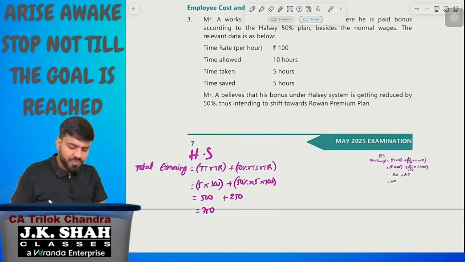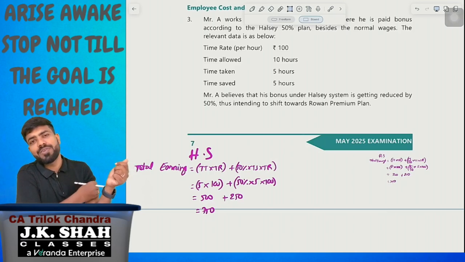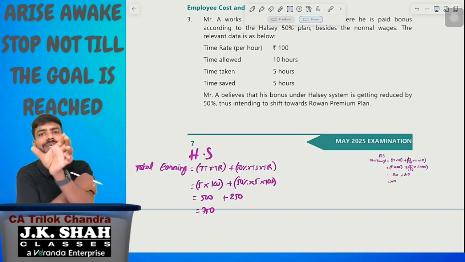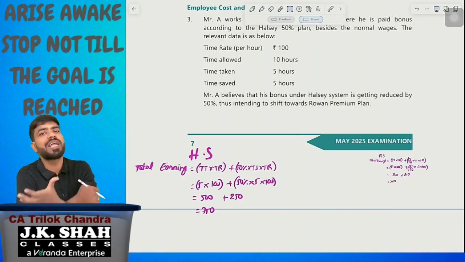According to the Halsey scheme, what is the formula? Time taken into time rate plus 50% of time saved into time rate. That is basic wages plus bonus. These two are incentive schemes where we need to calculate the bonus. Bonus according to Halsey is 50% of time saved into time rate.